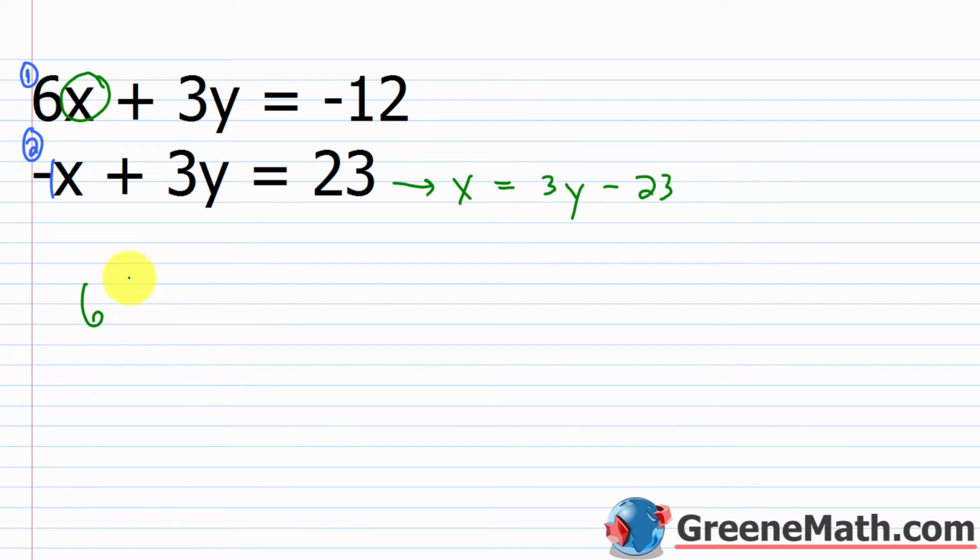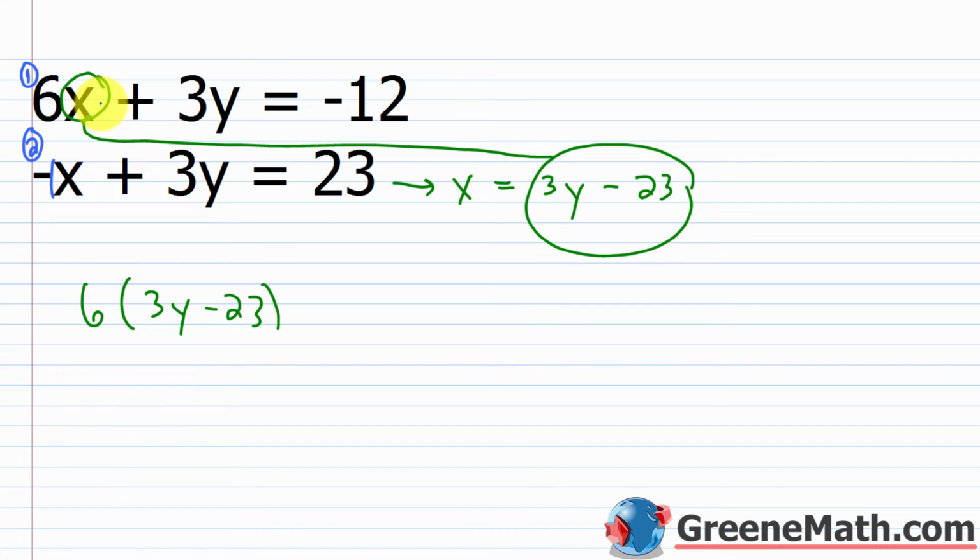So I would have 6 times the quantity, 3y minus 23. Again, x is equal to, or x is the same as, 3y minus 23. So I can plug in for x there. So once I've done that, then plus 3y equals negative 12. I have a linear equation in one variable now, and it's easy to solve for that variable. So 6 times 3y is 18y. And then 6 times negative 23 is negative 138. And then plus 3y equals negative 12.